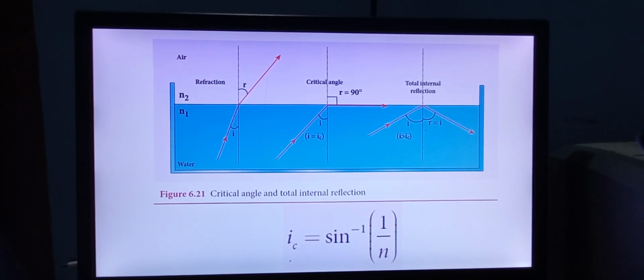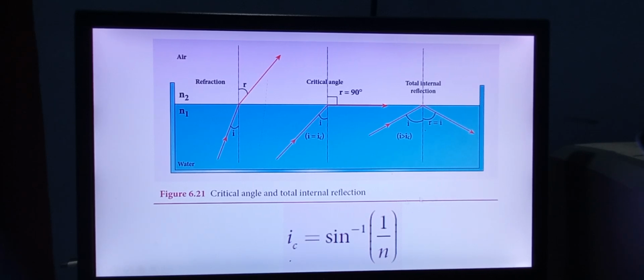Next, critical angle and total internal reflection. So air medium and water medium. Air medium is the n2 and water medium is the n1. So the three cases: first refraction, next critical angle, that is r equal to 90 degrees, and total internal reflection. So in the three cases.